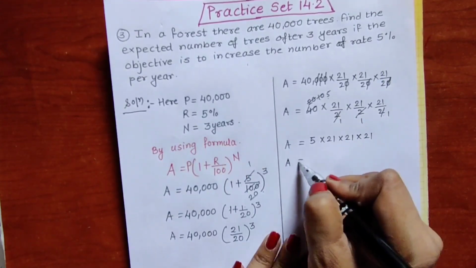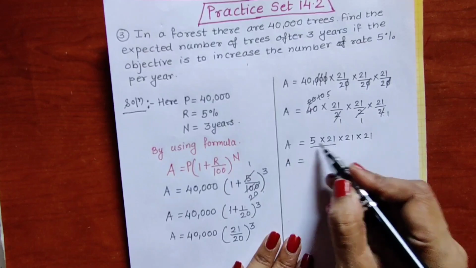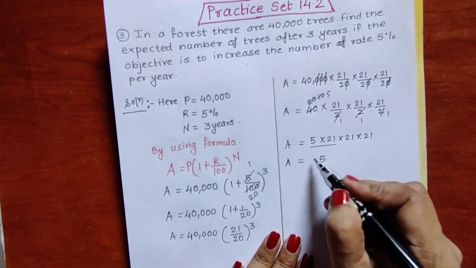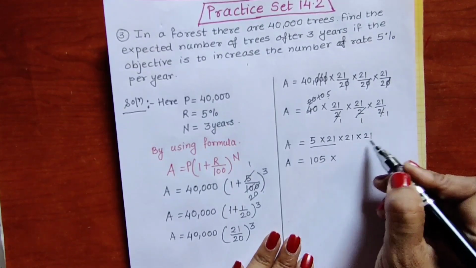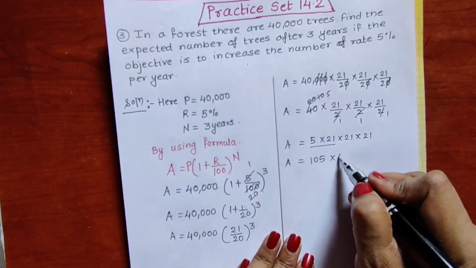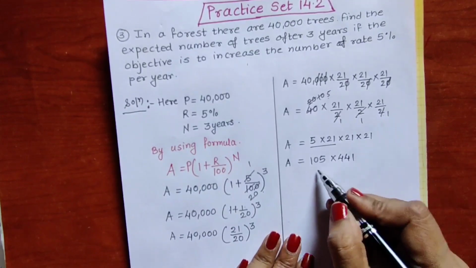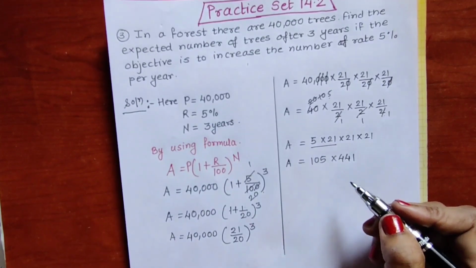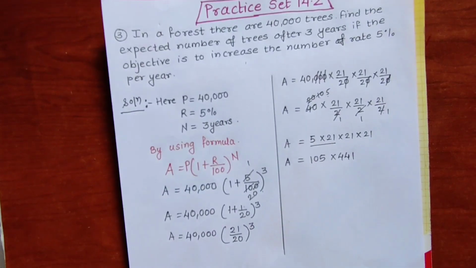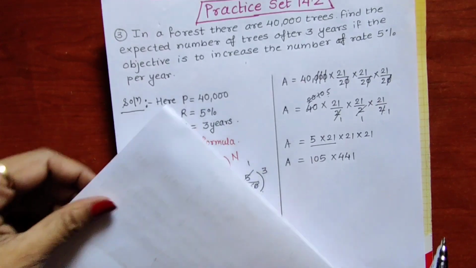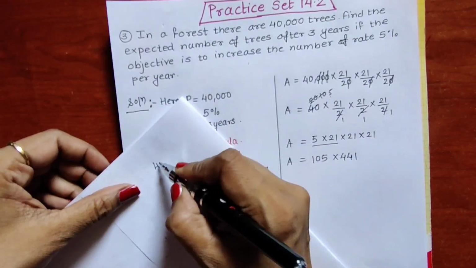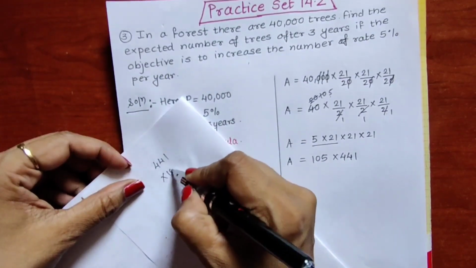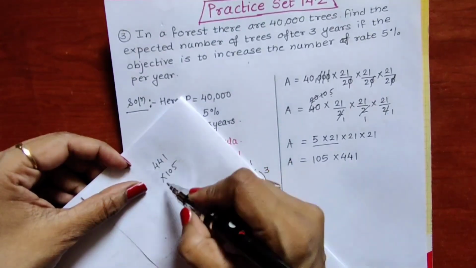So A is equal to, we can first multiply these two numbers. 5 ones are 5 and 5 twos are 10. And 21 into 21, the square of 21, is 441. Now multiplying these two numbers will become easy. I am going to multiply on my rough page. 441 multiplied by 105.